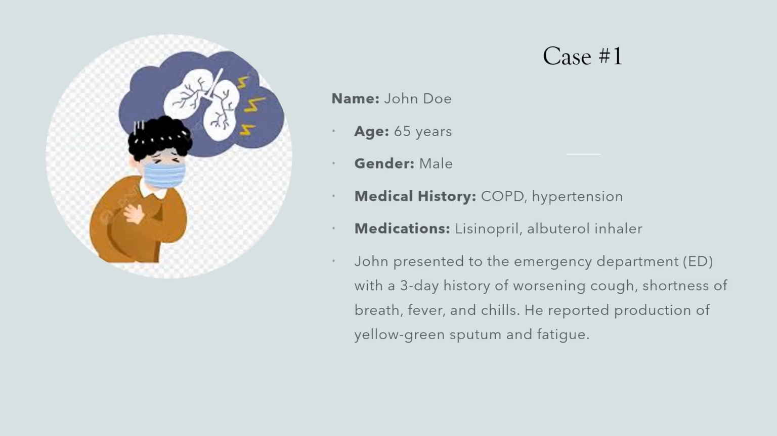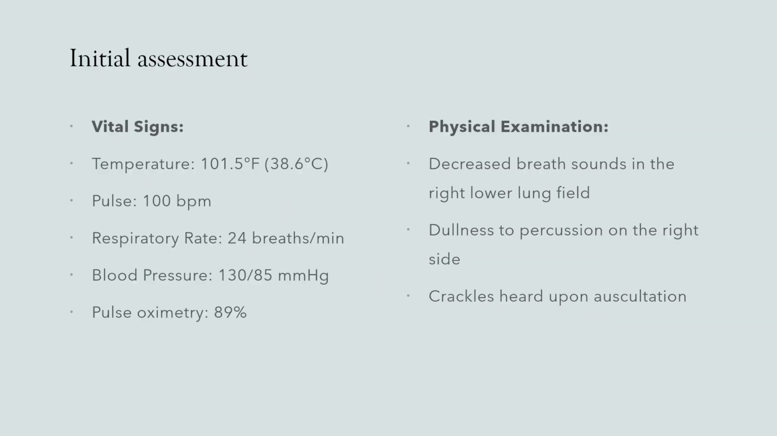Okay, so let's look at this first case. We have John, age 65, coming in with a 3-day history of worsening cough, shortness of breath, fever, chills, and he reports a productive cough with discolored sputum and fatigue. Okay, let's look at his vital signs. So anything you notice there? The temperature, his pulse ox, 89%.